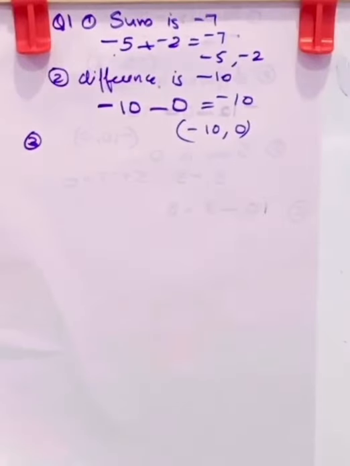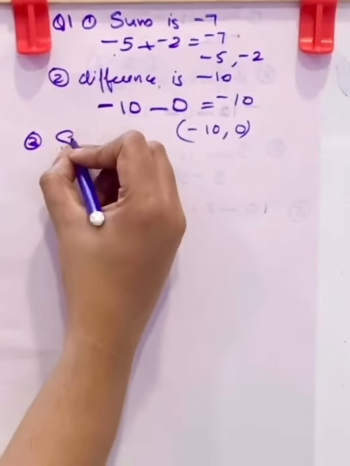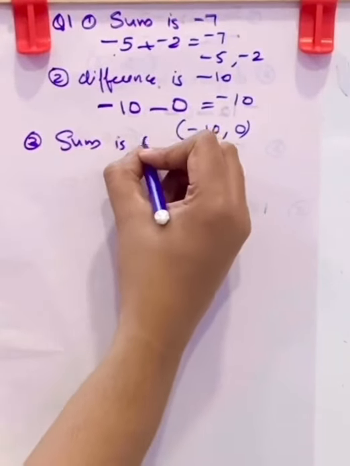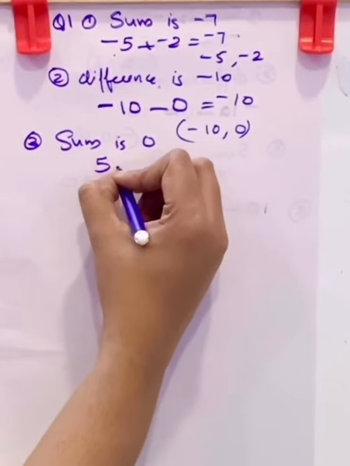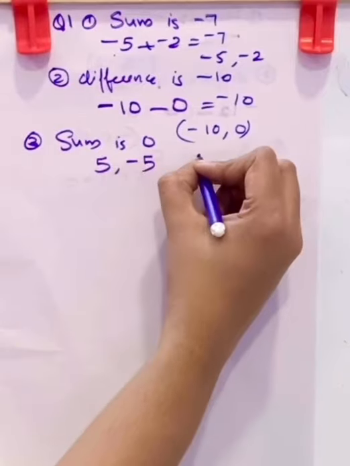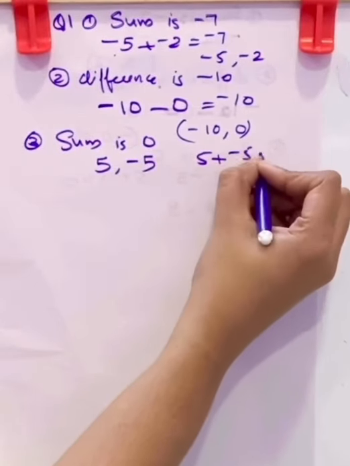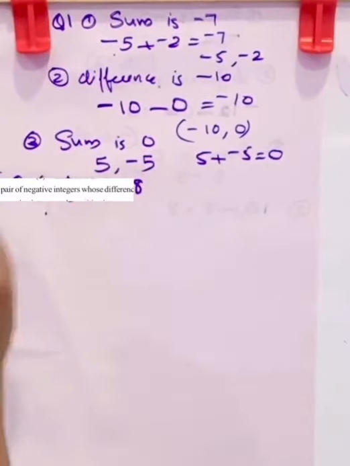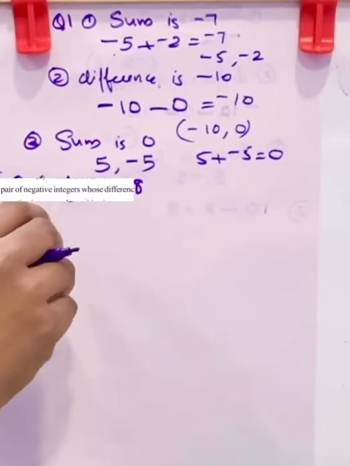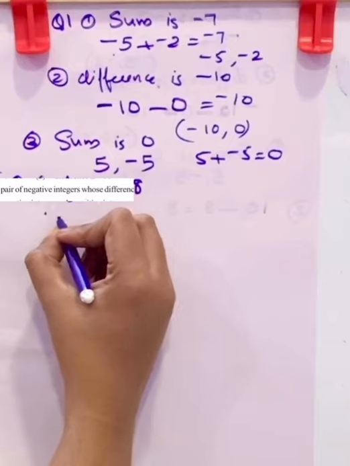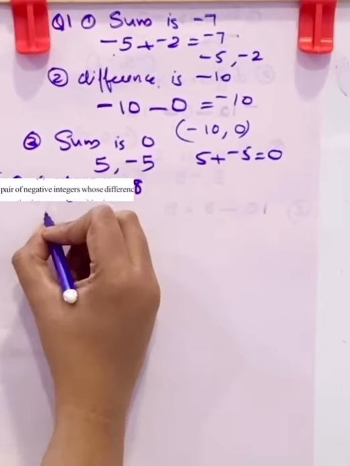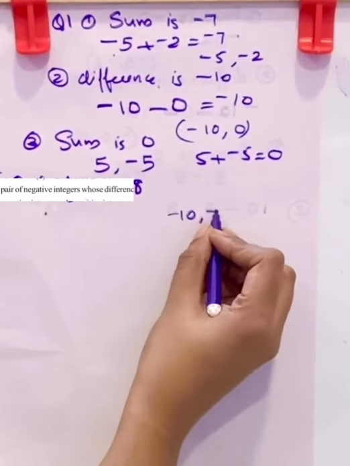Third question. Sum is 0. That is additive identity. If you are writing 5, then the other number will be -5, because their sum will be 0. Next is, the difference of a pair of negative integers is 8. Then how will you write?